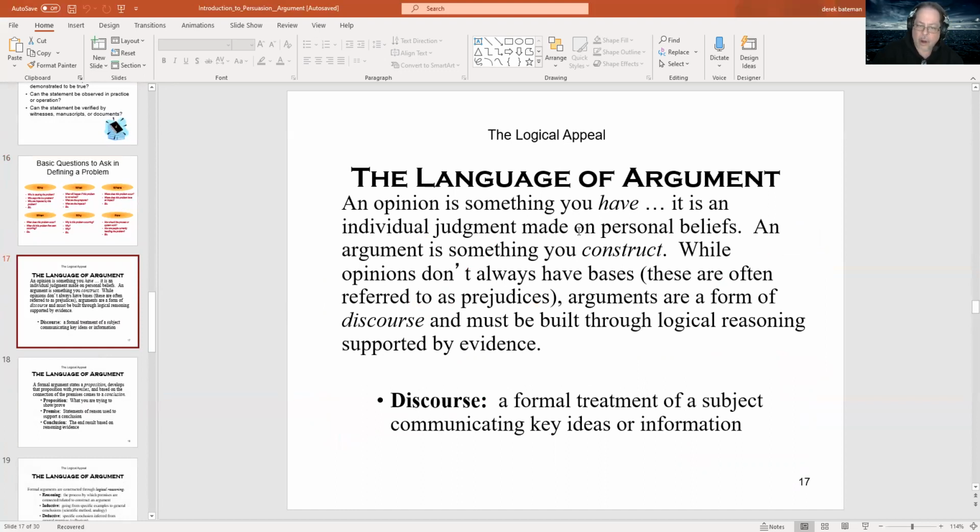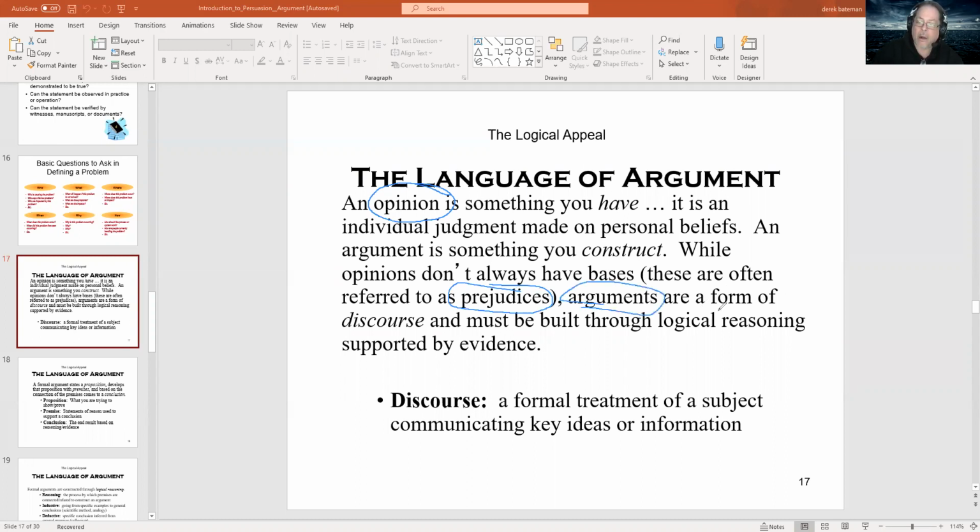The language of argument. An opinion, as I said earlier, is something that you have. It is a judgment predicated on personal beliefs. Okay, that's not what we're dealing with here. That's an opinion. Opinions don't always have basis. These are often referred to as prejudices. Right? You have a prejudice against the taste of spinach.